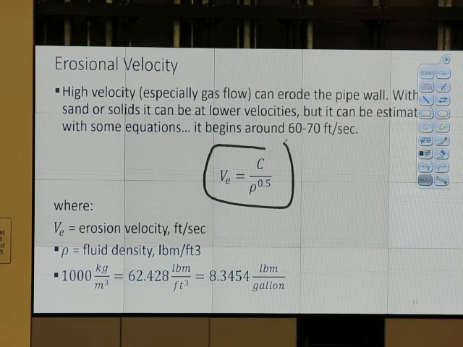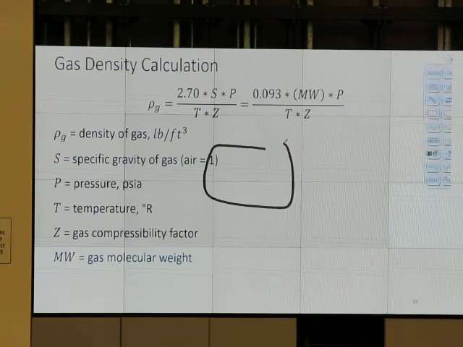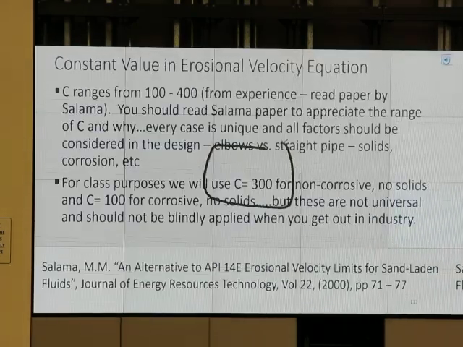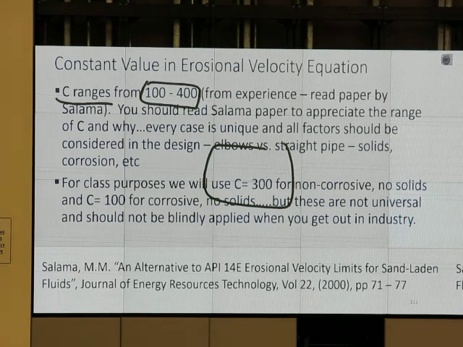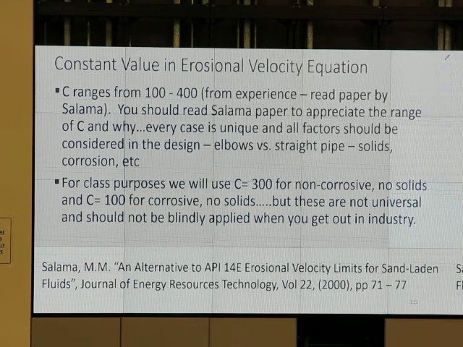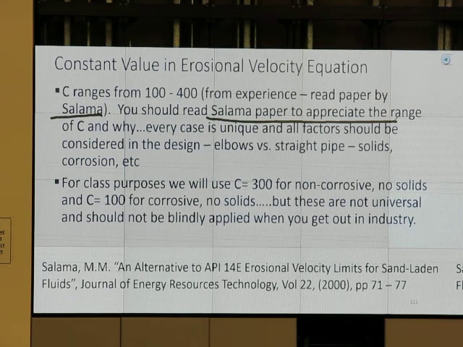C is an empirical constant, 300 or 400 or something, on the next page. That's the value of C. C ranges from 100 to 400 from experience. If you want a more precise version, we need to read the paper from Solomon. You should read this paper to select the precise one, because every case is unique and all factors should be considered.